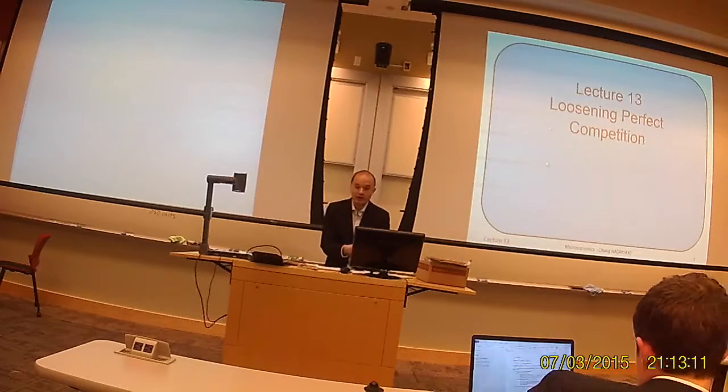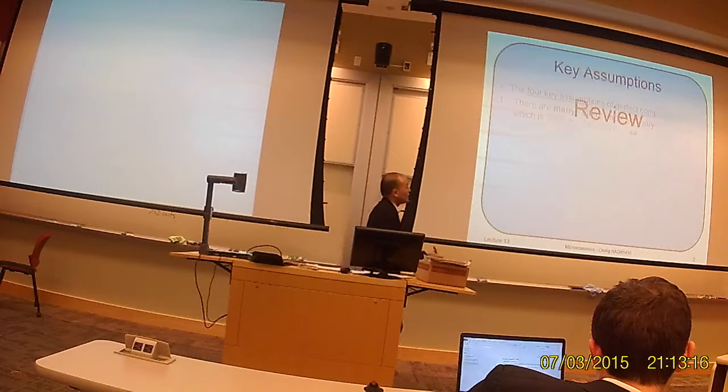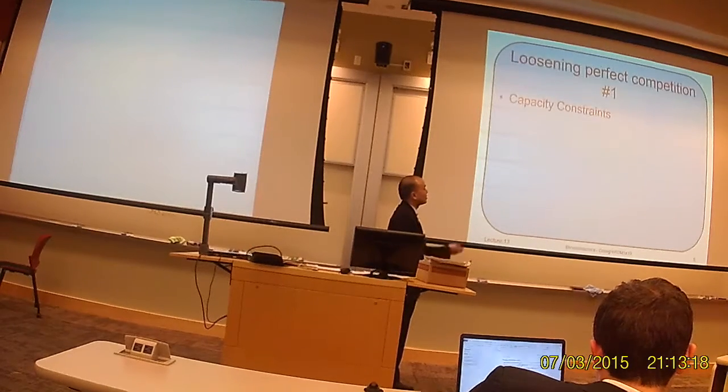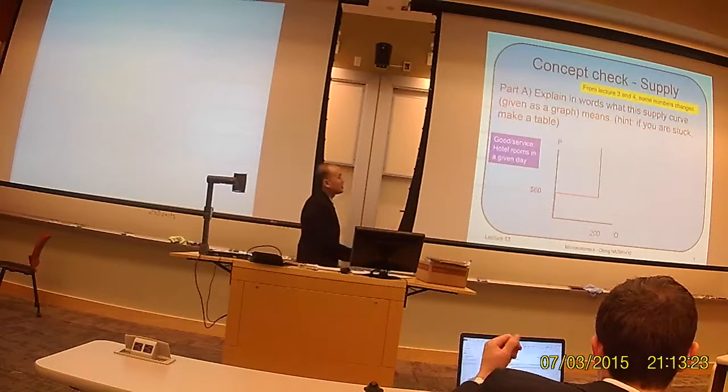So now we're going to go into loosening perfect competition, where I'm going to do things that aren't in the book and look at how things are different. So the first part is capacity constraints. We saw this in week 3 of the concept check.